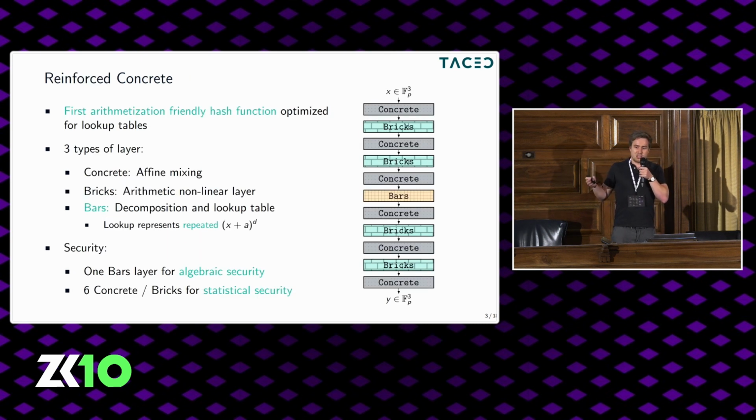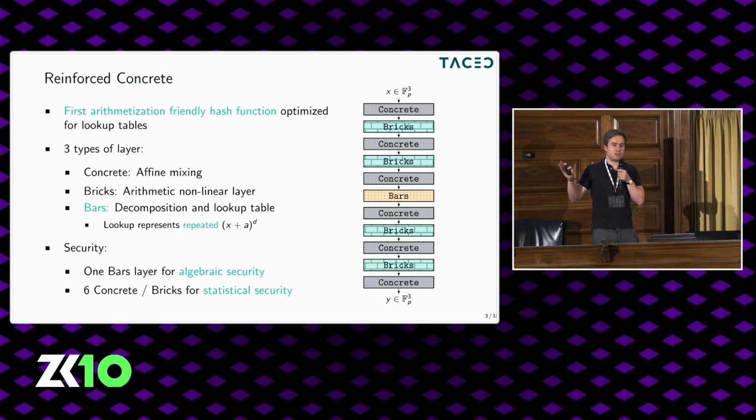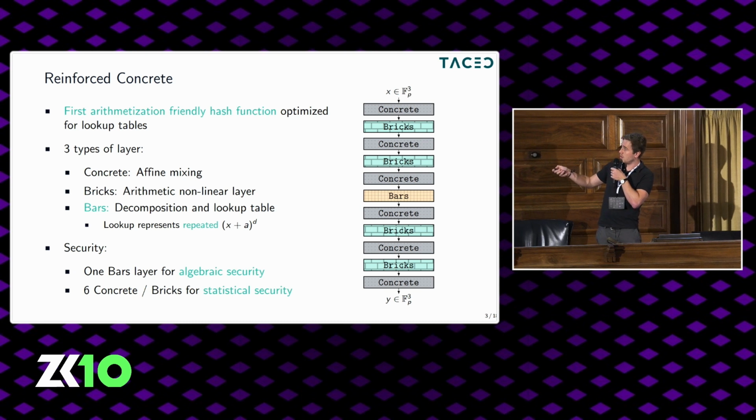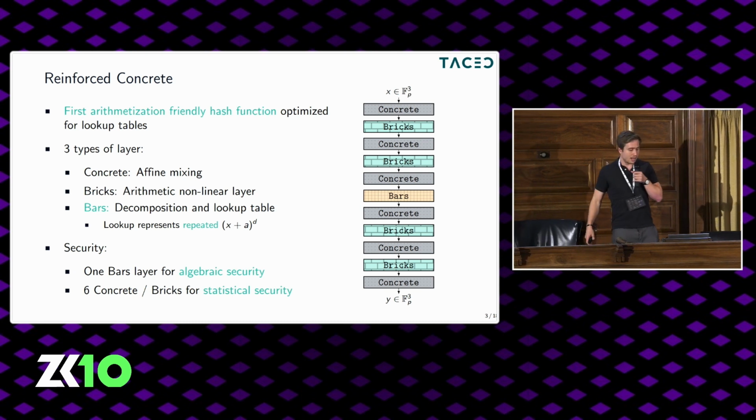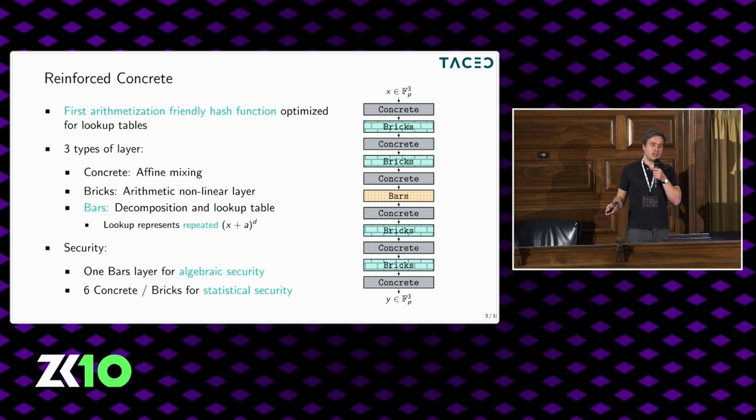Researchers thought about that a lot and came up with new designs which are optimized for lookup tables. Here on the slides you can see the first hash function using lookup tables. It is from the same team of researchers as our new hash function here, and it's called Reinforced Concrete, and I've put the whole function here on the right side. As I said, it's the first hash function making use of lookup arguments for better proof and plain performance. It is built from three kinds of layers, which we called concrete, bricks, and bars.